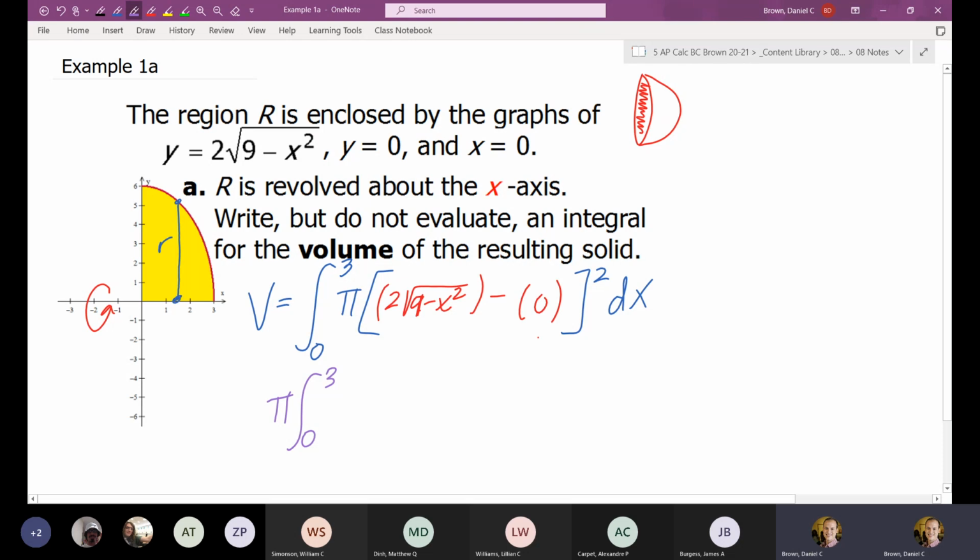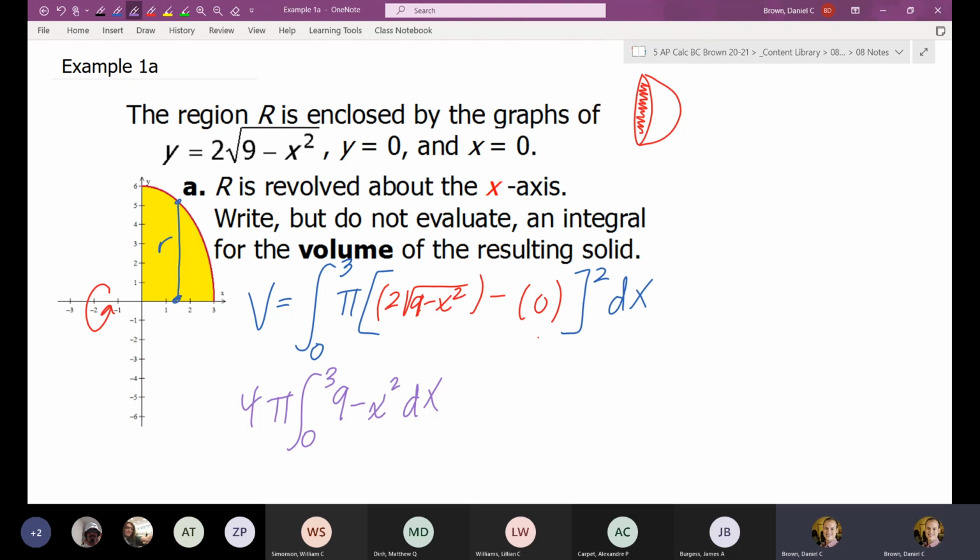But again, it's a constant, so it can go on the outside. Other things I can simplify, so like the minus 0 I could have left off. And I could square what's kind of inside that problem. So like 2 squared is 4, and that's a coefficient. The square root of 9 minus x squared is just 9 minus x squared. And of course, you can see if you simplify it, that does become a much easier integral to evaluate if you had to evaluate it by hand.